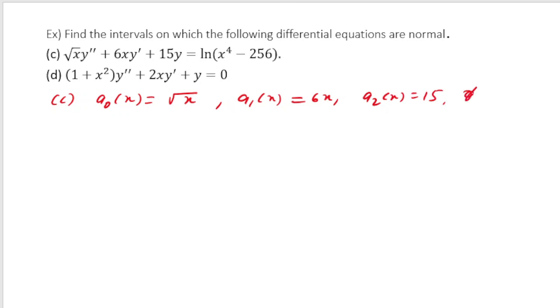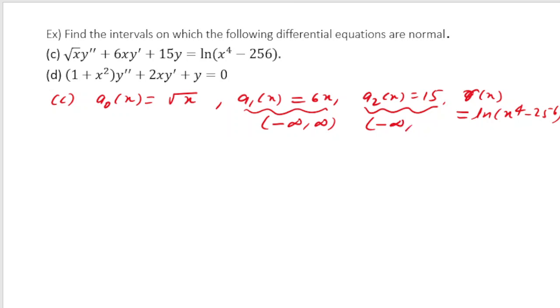And what is the right hand side? The right hand side is ln of x to the power 4 minus 256. So this is a polynomial. It is continuous in minus infinity to infinity. This is a constant function, so it is continuous in minus infinity to infinity. So these two functions have no problem, but this function is not everywhere continuous because it is a square root of x. For this to be defined, x should be greater than or equal to 0. So we can't take the negative value of x.